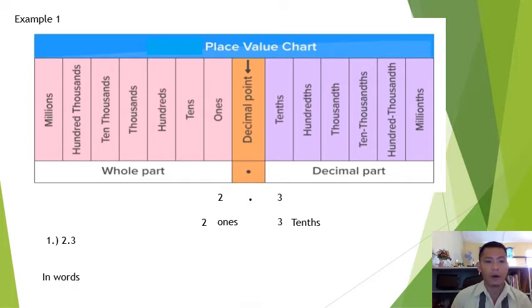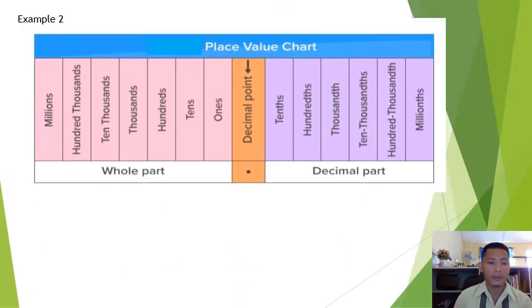Right. Okay. In words, we read 2.3 as 2 and 3 tenths. Okay. Again, don't forget to read the point as "and". And don't forget to write the place value of the last digit. So our last digit is 3 and the place value of 3 is tenths. So we will put the tenths at the end. Again, it's 2 and 3 tenths. Okay? Don't be confused with that. So let's have another example.